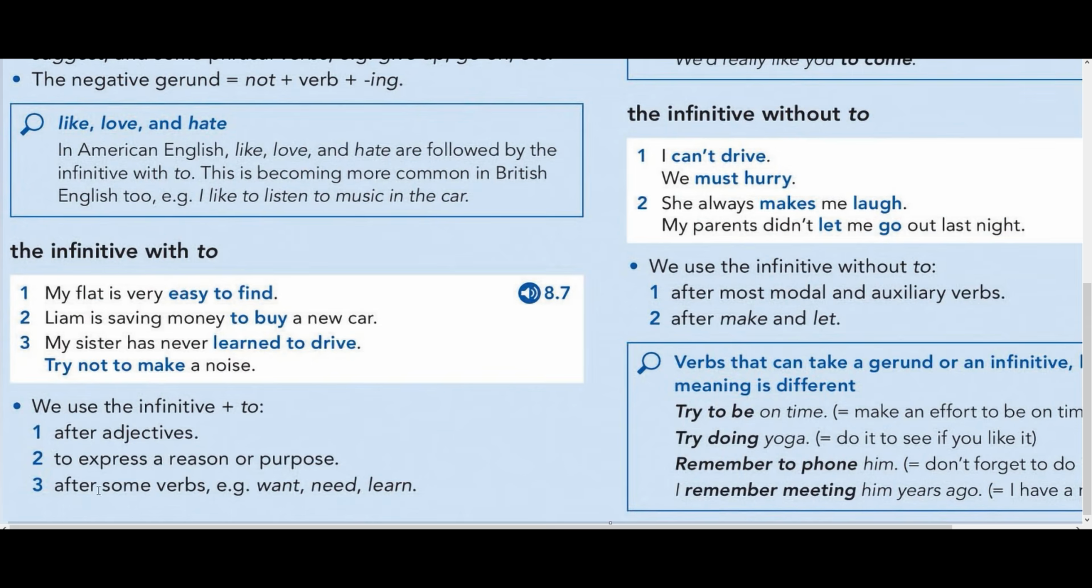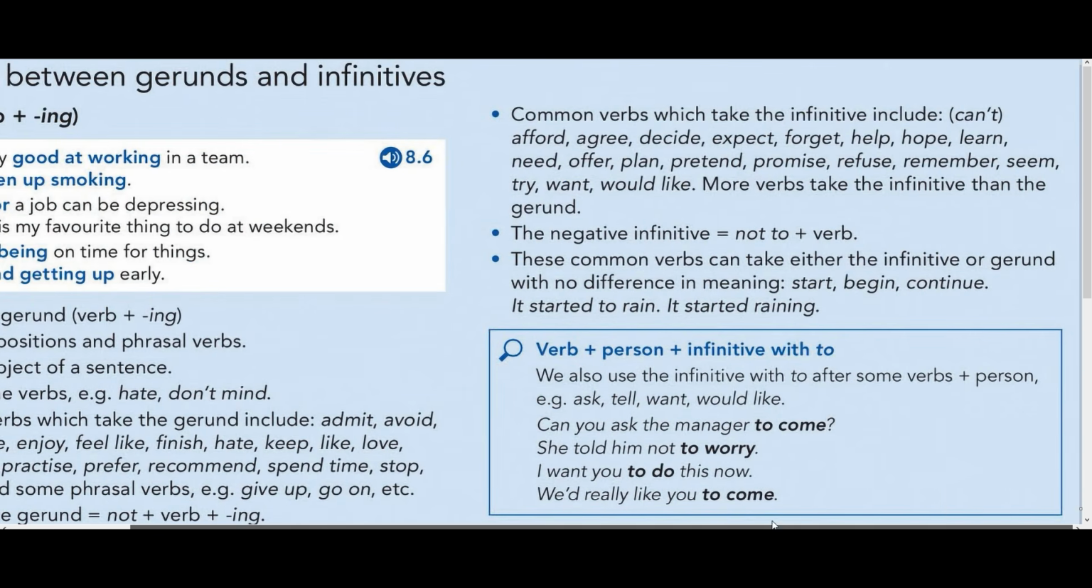Ну и, конечно же, такая же петрушка, как с герундием: есть глаголы, после которых нам нужно ставить инфинитив, и это все дело учится. То есть want, need, learn. Их мало, вот они все. Это afford — позволить себе, agree — согласиться, decide — решить, expect — ожидать, forget, help, hope, learn, need, offer, plan, pretend, promise, refuse, remember, seem, try, want, would like. После них мы ставим to плюс инфинитив.